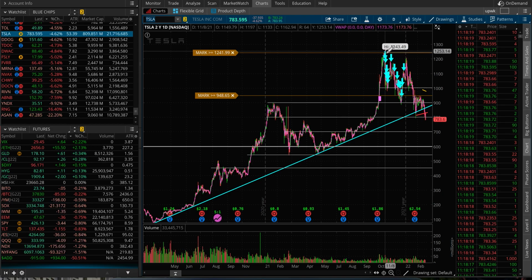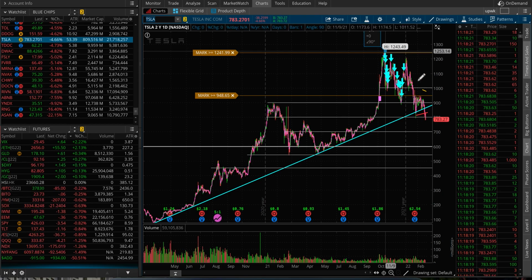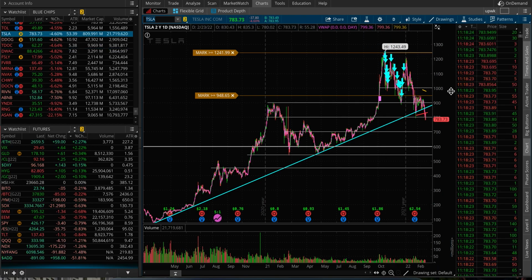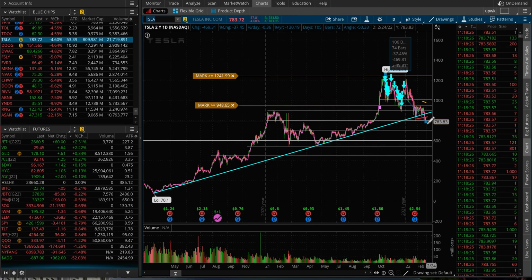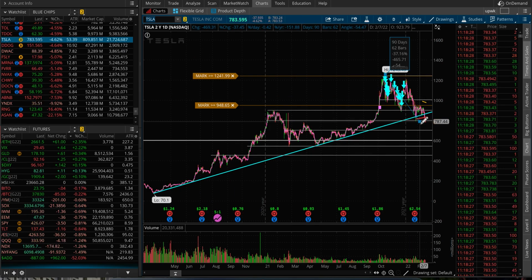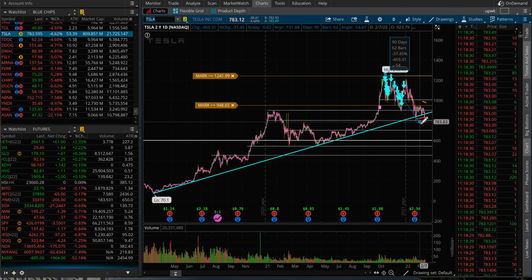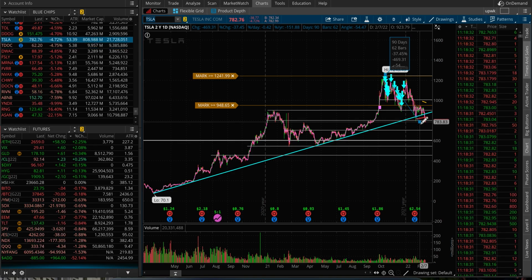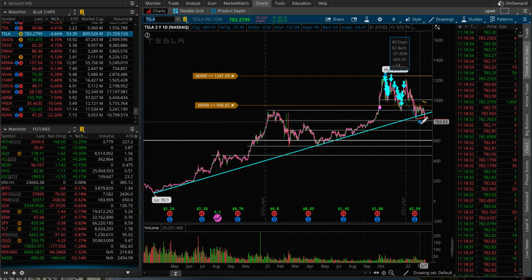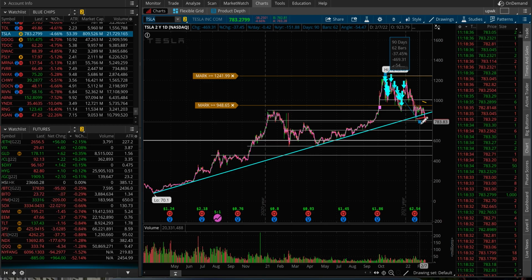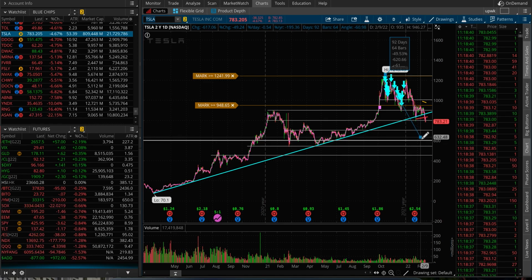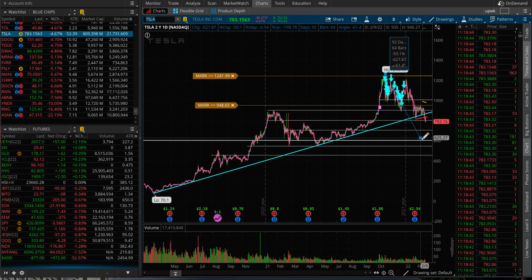So far, let me measure this drop in front of you, how far we have come from the highs. At the moment, at 783, Tesla is down 37% from its highs. A 50% drop will put Tesla somewhere around $630 levels.